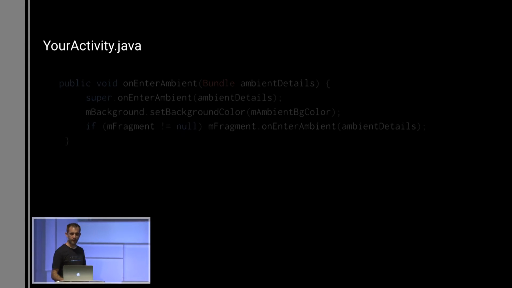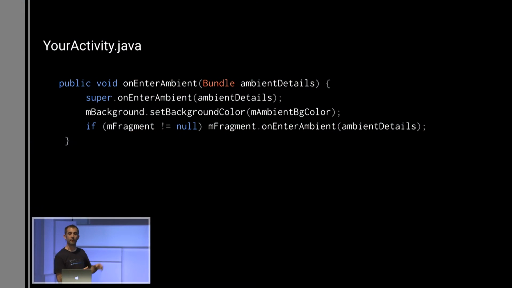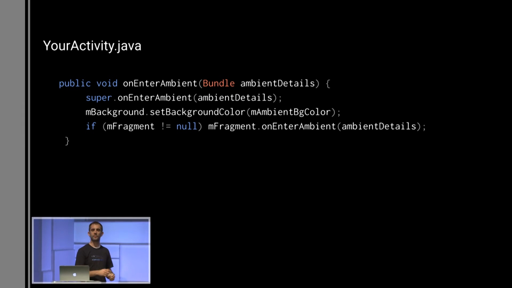Next, in your activity, you need to declare a method called onEnterAmbient. The framework will call onEnterAmbient when it detects that the screen is about to go dark. You can see here my watch is active, and then eventually it goes dark. It's entering ambient mode when it goes dark at that point. So it calls your onEnterAmbient method. You need to call super.onEnterAmbient to call the default version, and then you need to do things that reduce what's being shown on the display.